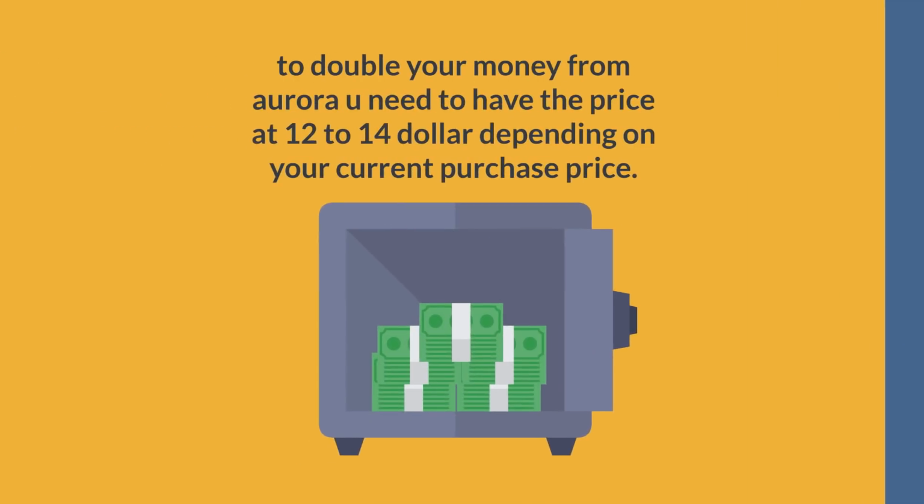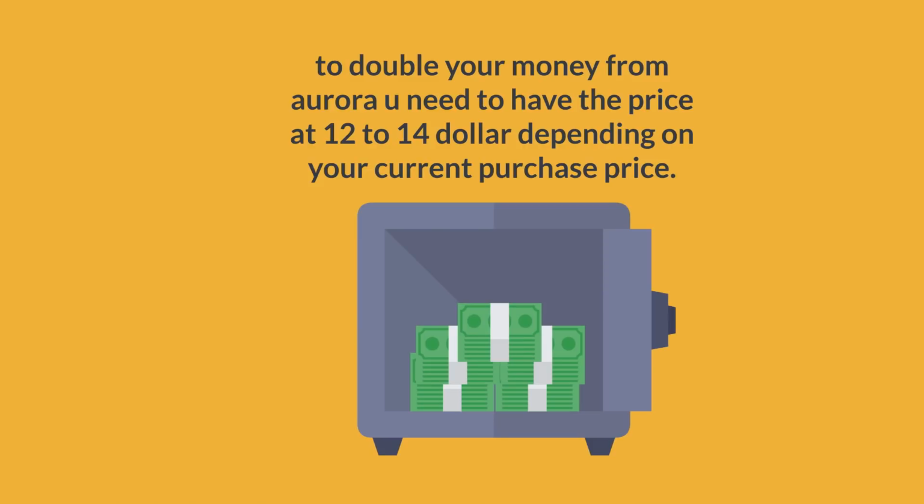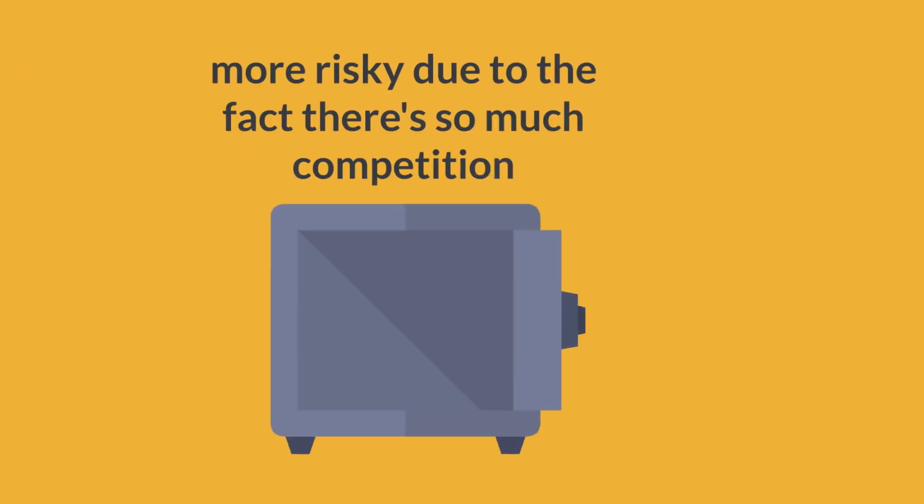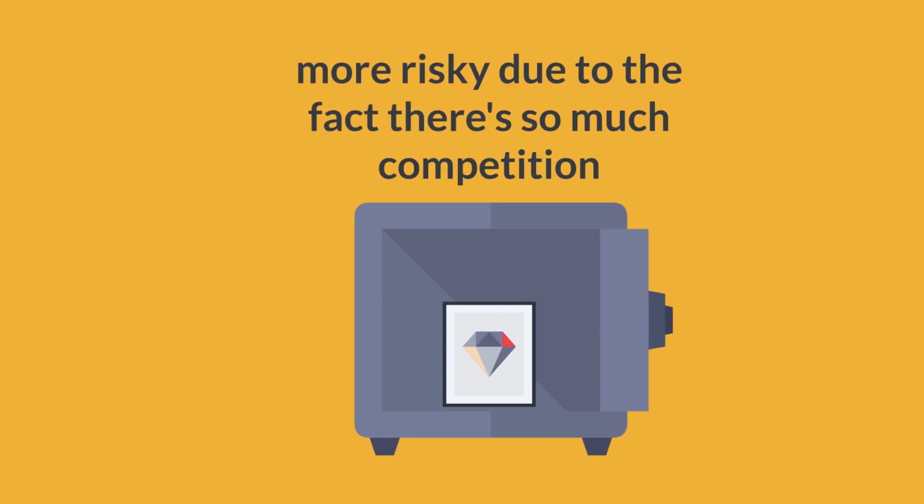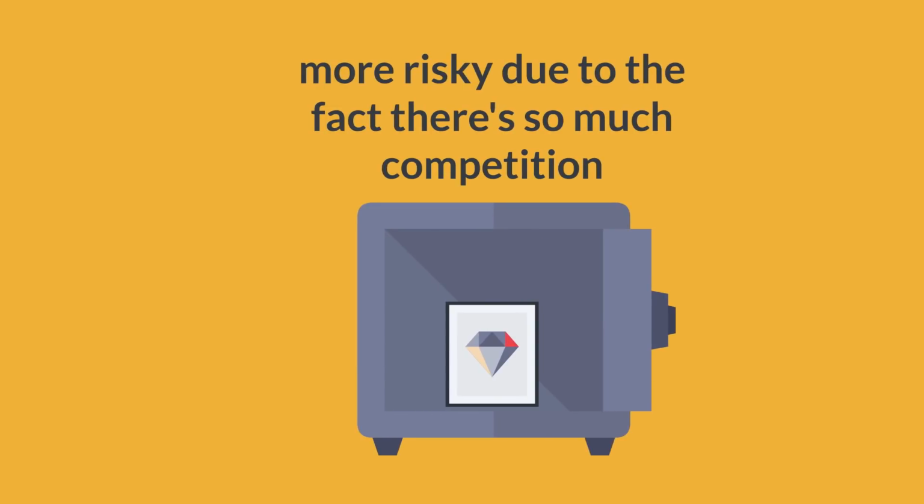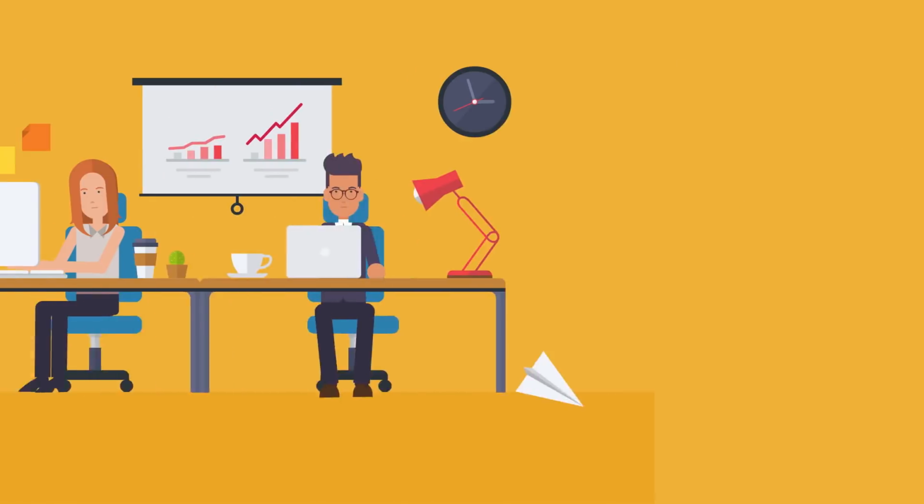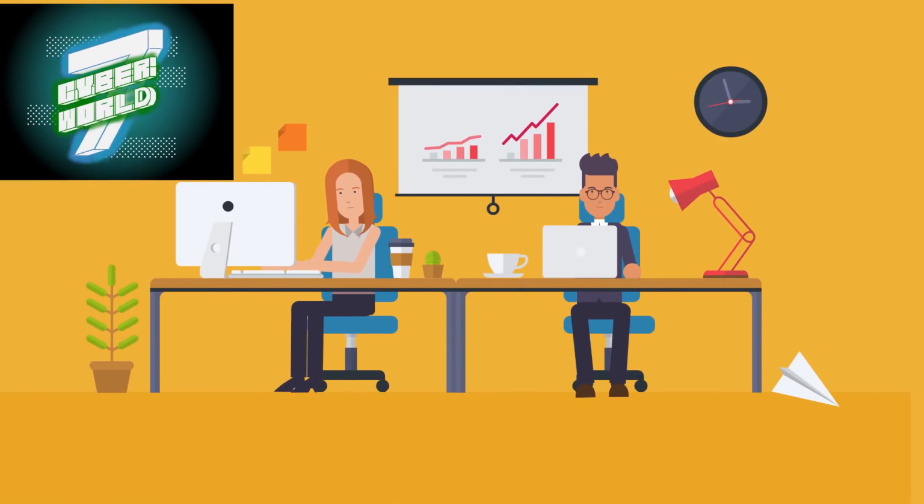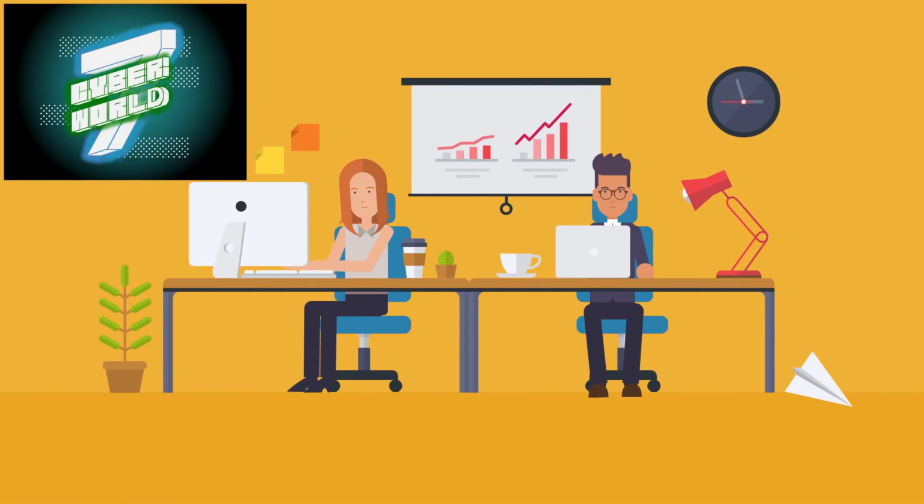In order to double your money from Aurora, you need to have the price at $12 to $14 depending on your current purchase price. There might be other gems out there that might make you a lot of money, but they are more risky due to the fact there's so much competition on the market. At the moment, I'm researching good stocks to buy into. You can give me recommendations, but ultimately I will pick what stock I want to buy.